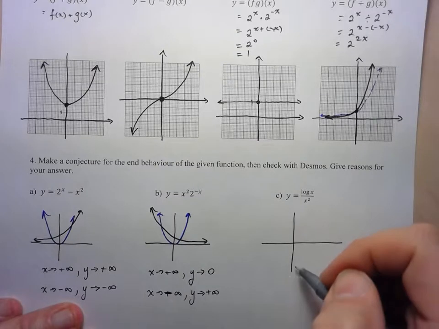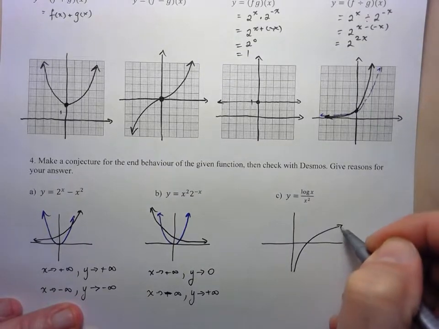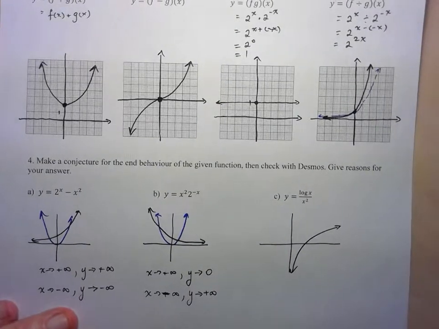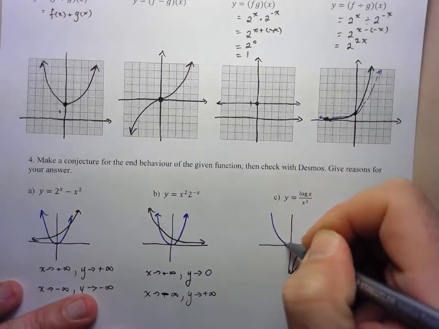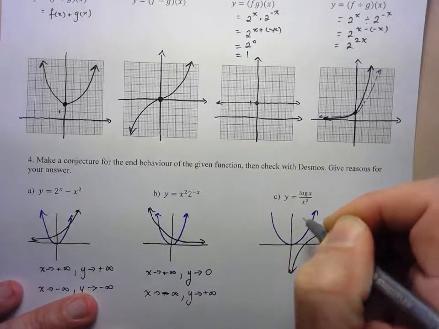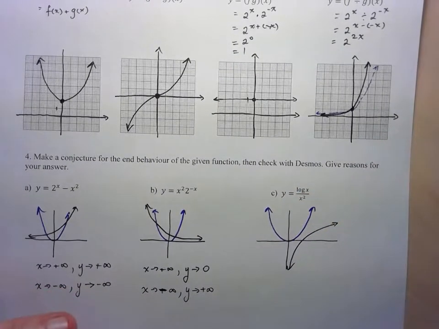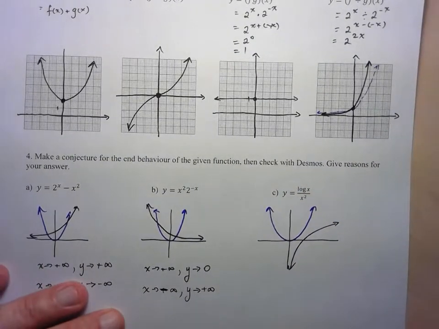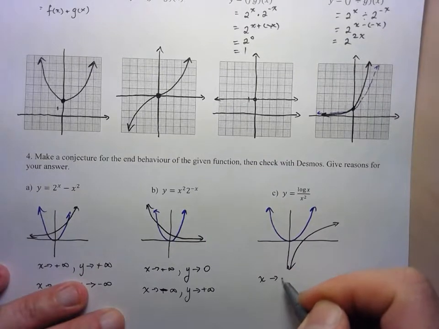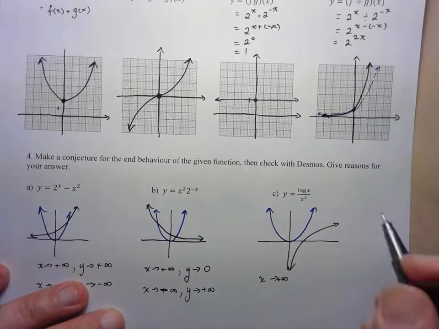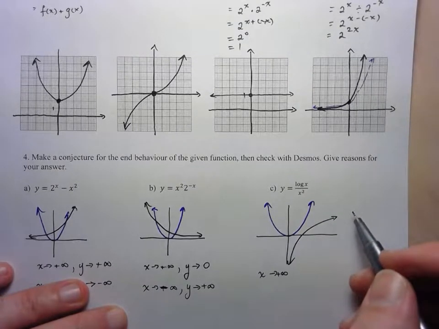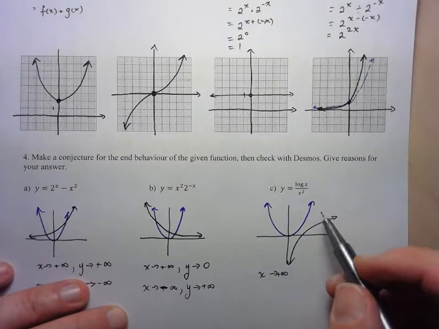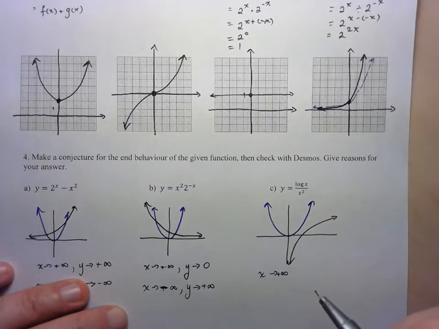Okay, so we have log x, which looks something like this. Okay, and then we've got x squared. So here, what do we have? So as x goes to positive infinity, well, you have some number that's getting larger and larger and larger, and then you're dividing it by a number that's getting larger and larger and larger.